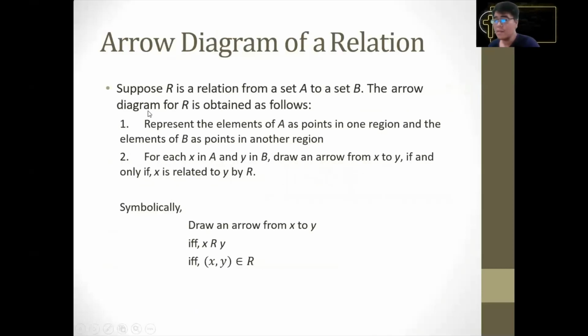Now, suppose R is a relation from set A to set B. The arrow diagram of R is obtained as follows. Number 1, represent the elements of A as points in one region and the elements of B as points in another region. For each x in A and y in B, draw an arrow from x to y if and only if x is related to y by R. In short, we only draw an arrow from x to y if x R y is true, or if the ordered pair x y is an element of the set R.